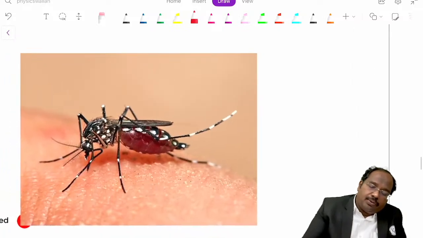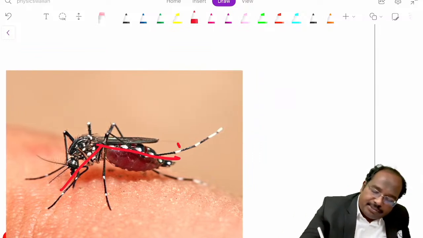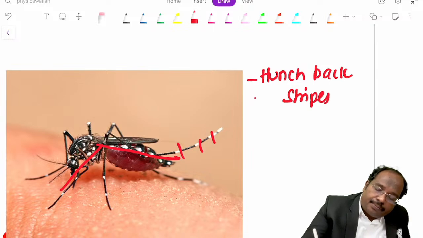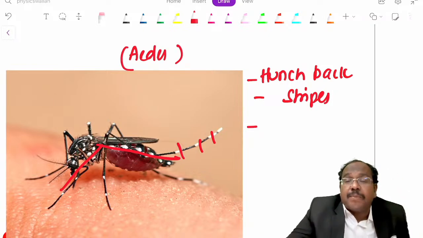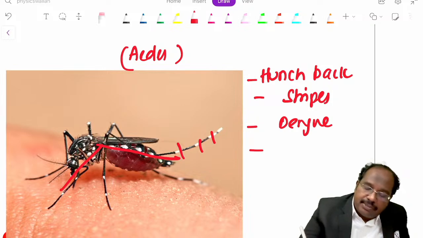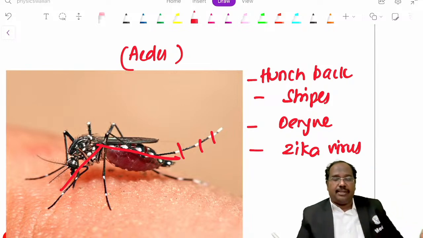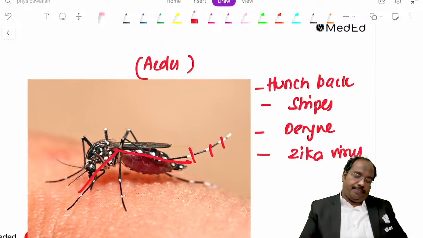What is this mosquito? Stripes are there, and it exhibits a hunchback. Hunchback and stripes are there, so this is Aedes, guys. Where does it breed? In artificial containers. In India it transmits dengue and chikungunya. Recently asked was Zika virus. It transmits Zika virus also, along with dengue and chikungunya.